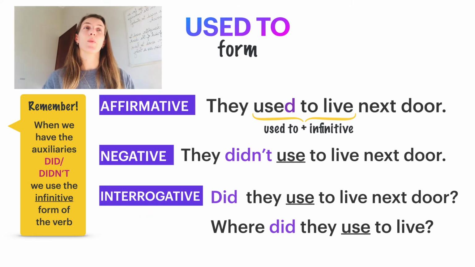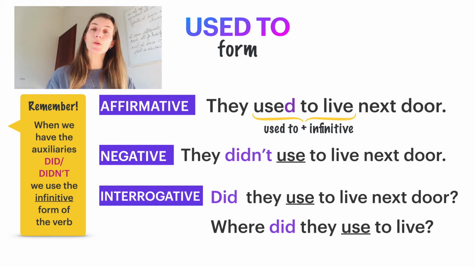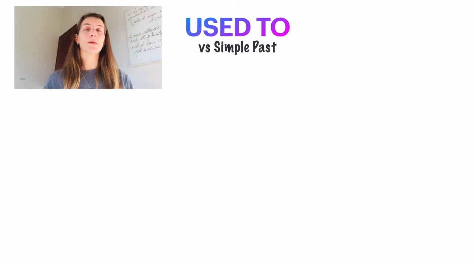Okay, so now let's continue with used to and the simple past. Okay, so what is the difference? Because we said that we use used to talk about habits in the past or states in the past. But let's see. Vamos a ver cuál es la diferencia entre used to y el pasado simple. A ver, tenemos algunos ejemplos.